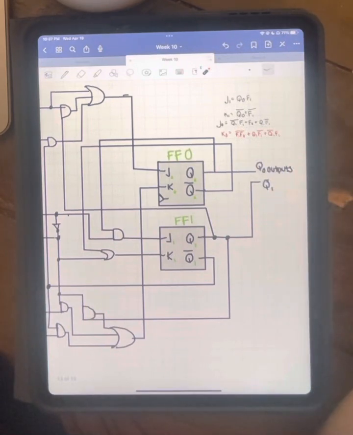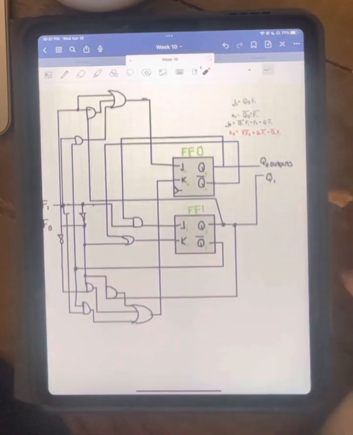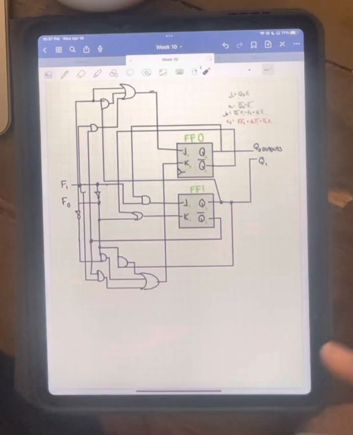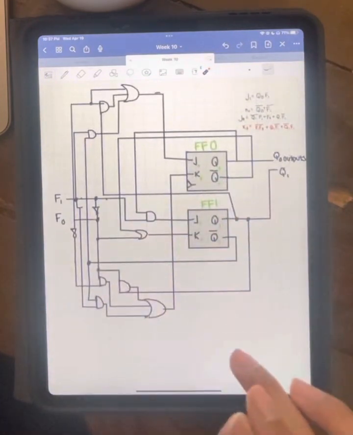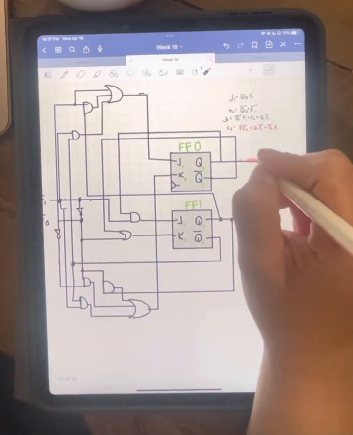And yeah, this is going to be the logic circuit for this FSM. And then, of course, we have our outputs.